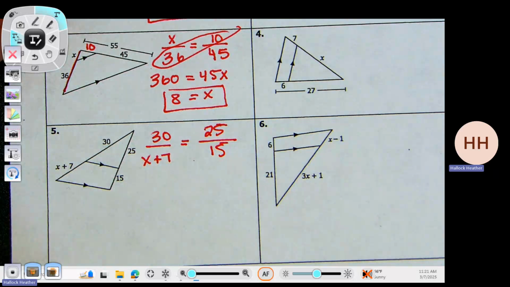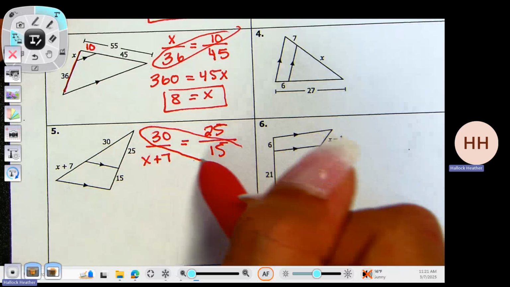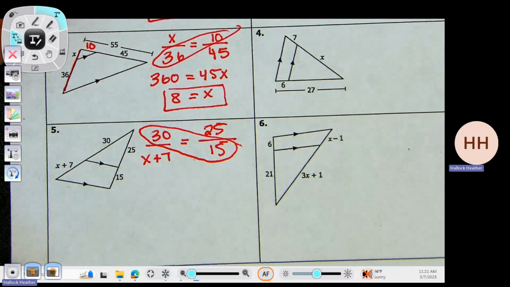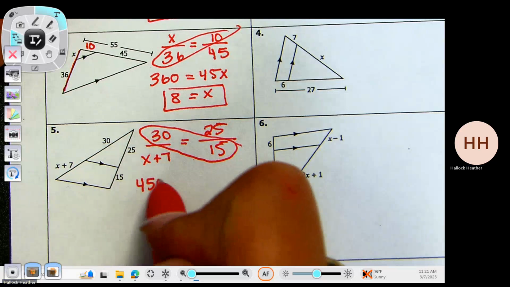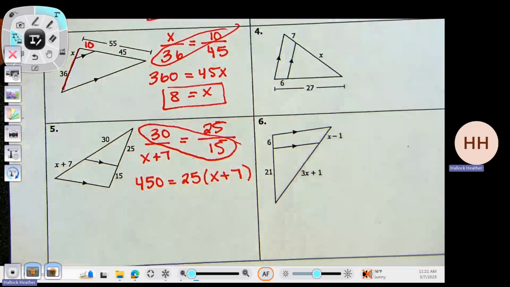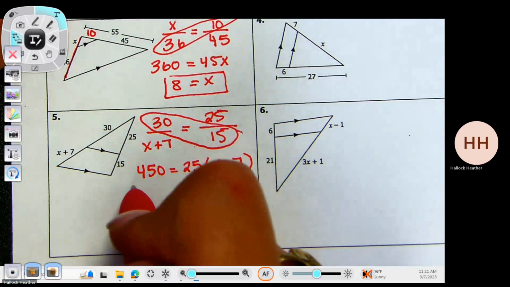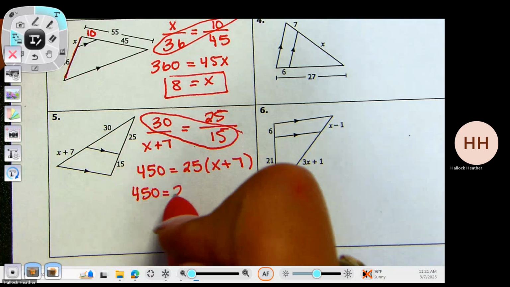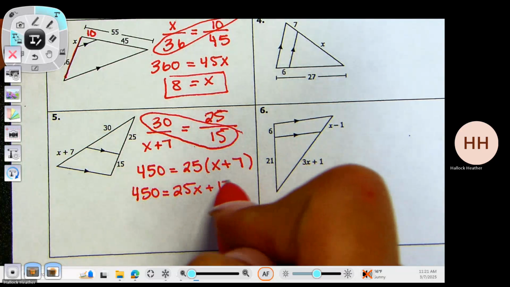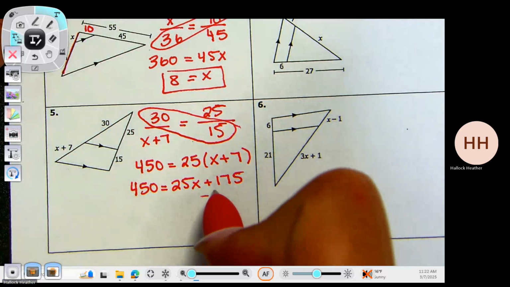This one we will have to distribute because we have X plus 7. So you have to distribute. So we're doing 30 times 15, 450. And then we have to distribute 25 into X plus 7. So don't forget to distribute the 25 to the 7. And then it's a two-step equation. So I'm going to minus 175 and then divide by 25.